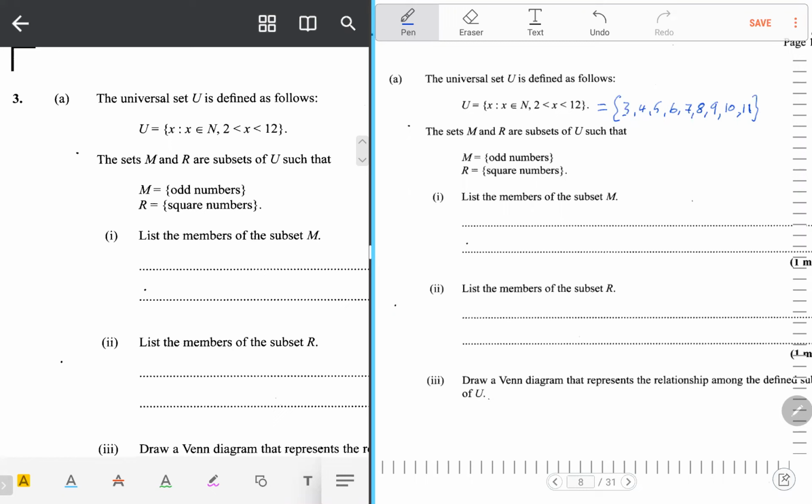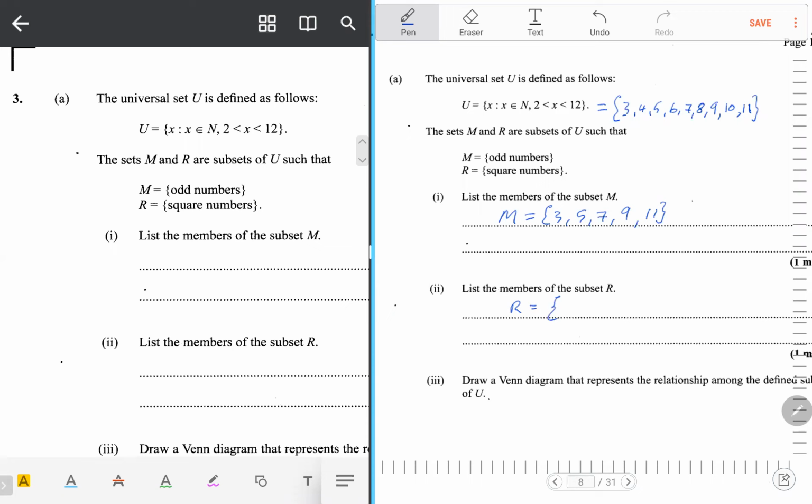All right. So here they want us to list the members of M, which are your odd numbers. So M would be the set of odd numbers. So it will be 3, 5, 7, 9, 11. Remember, that must be in the universal set because M is a subset of the universal set. And then R now are your squared numbers. So if we were to list the set R, the squared numbers, numbers which are perfect squares.